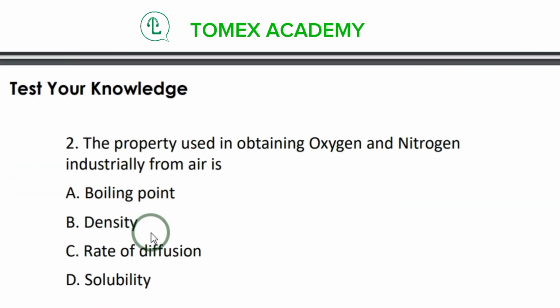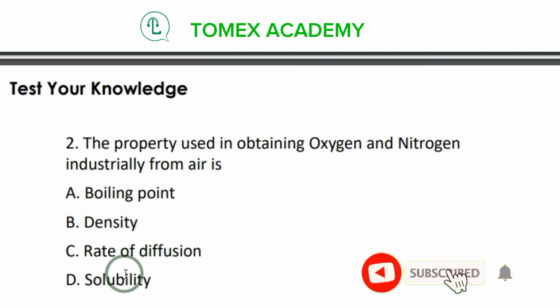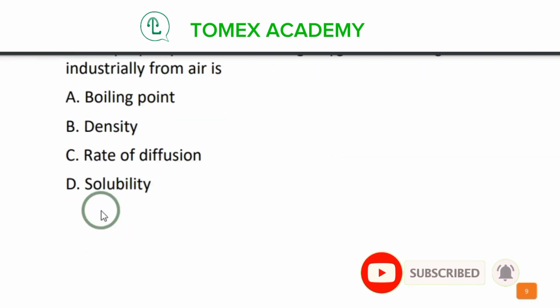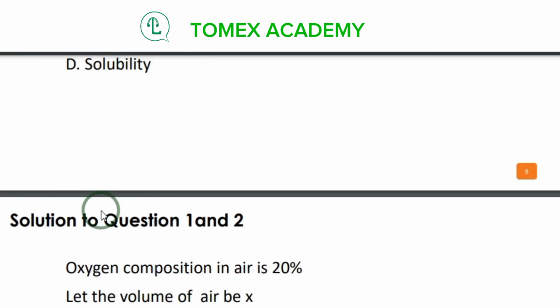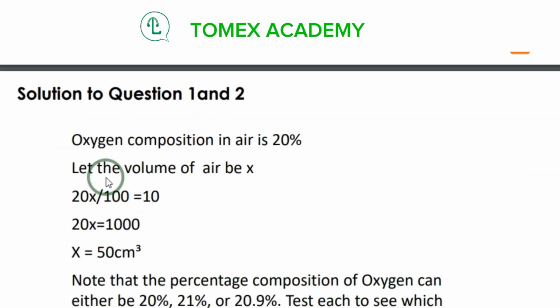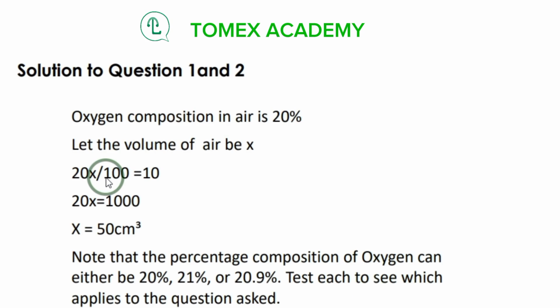Question number 2. The property used in obtaining oxygen and nitrogen industrially from air is: A. Boiling point, B. Density, C. Rate of diffusion, D. Solubility. The answer is A. Boiling point. So for question number 1 and 2, this is the solution.